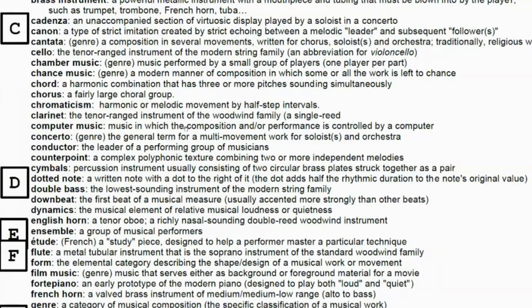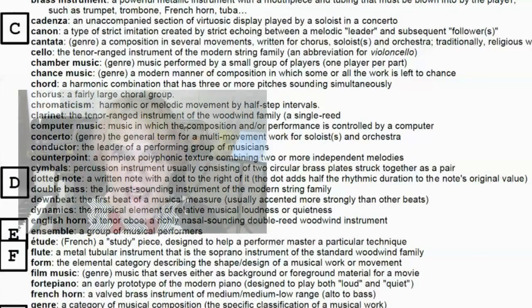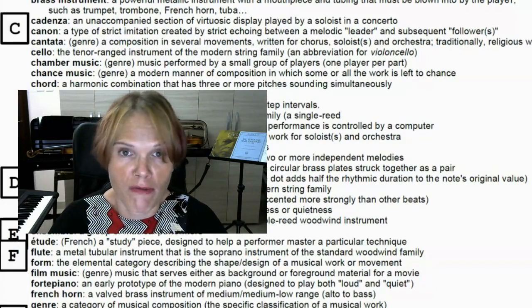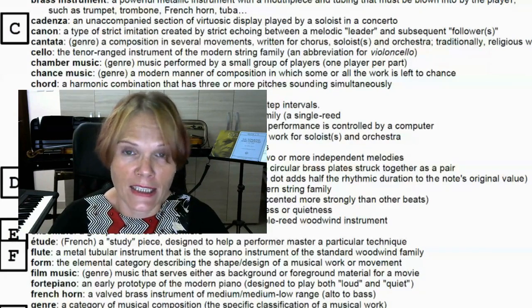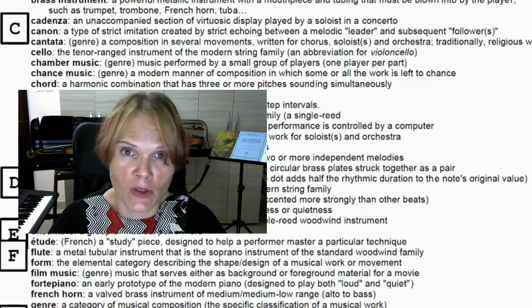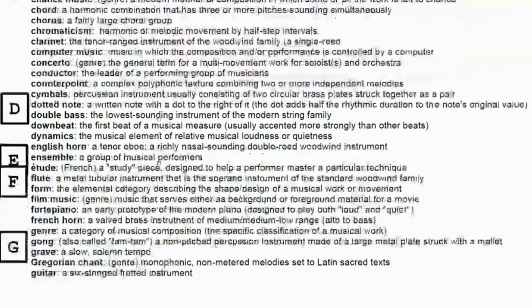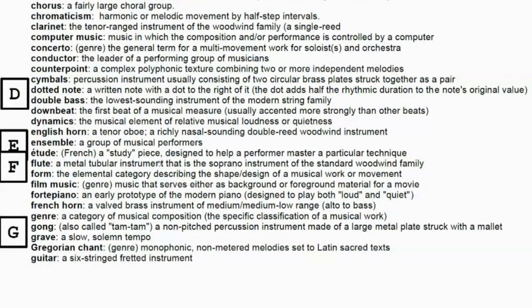A form, the elemental category describing the shape, design of a musical work or movement. Let's say we just call the binary form. What is it? It's the A-B form. It's like a plan that a composer follows when he or she composes his or her music. A film music is a genre, a music that serves either as background or foreground material for a movie.